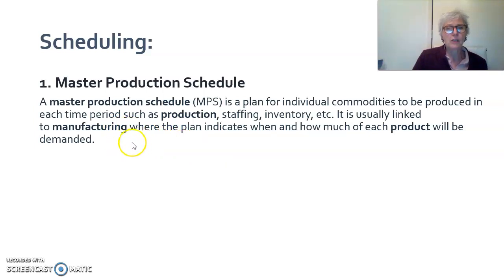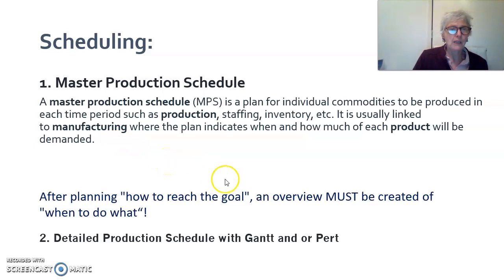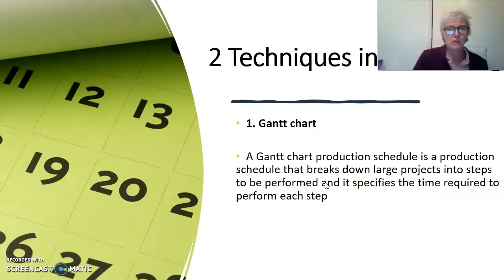Now, a master production schedule is a plan for individual products to be produced at each time period, such as production, staffing, inventory, etc. used to manufacture a product. After planning how to reach the goal, an overview must be created of when to do what. So a detailed production schedule with Gantt or PERT is used.